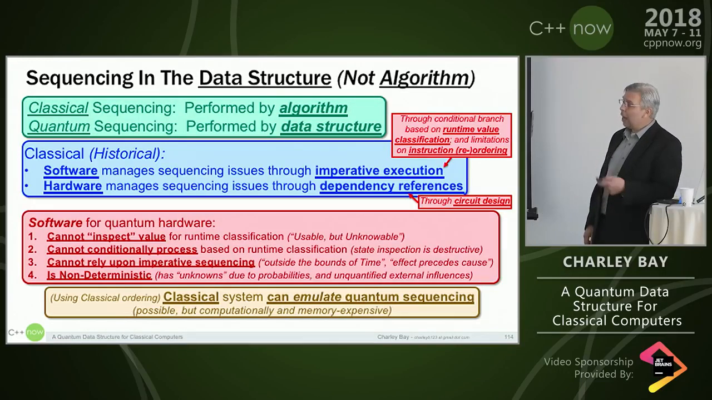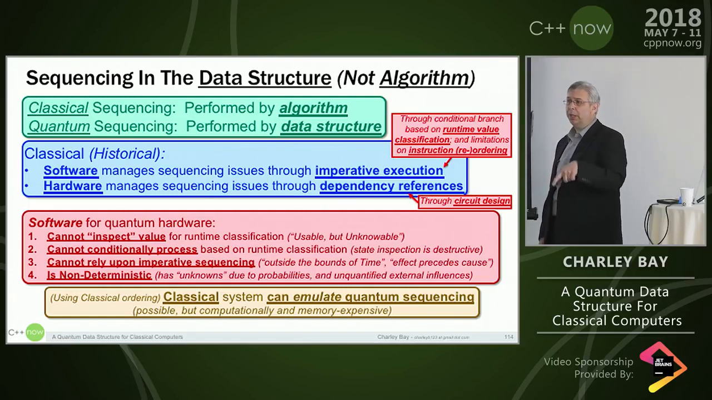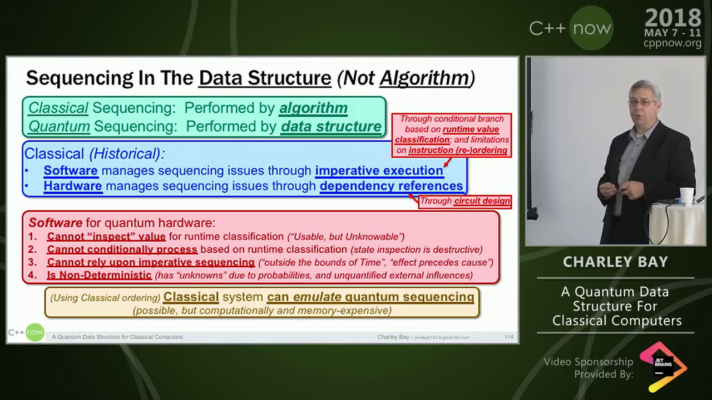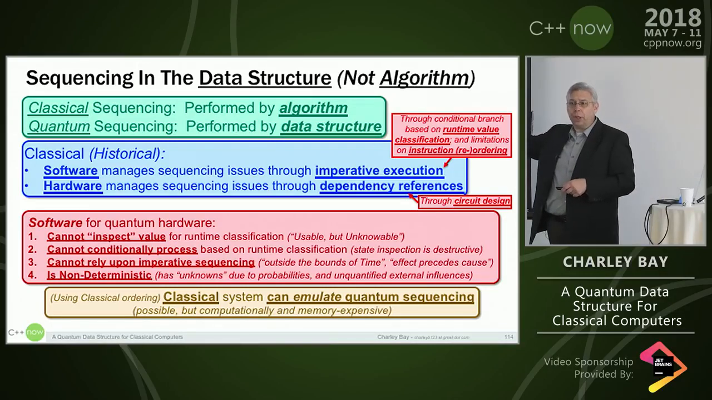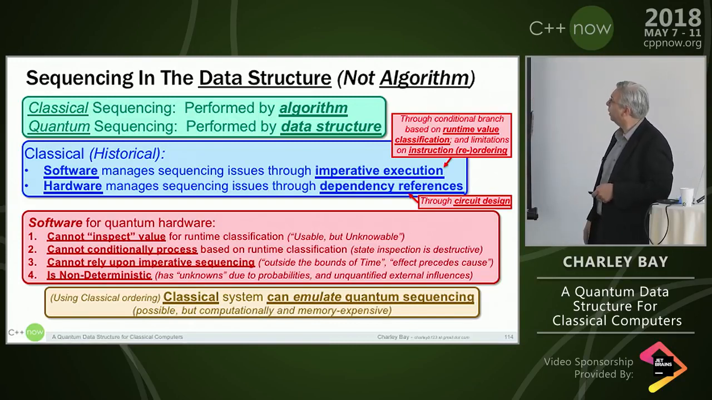Sequencing. Classically, we sequence in the algorithm. Quantum sequencing is through the data object. The sequencing is moved internal. Every object takes control of its transactional atomic quantum jump. So software is sort of this imperative execution. Hardware is sort of doing this circuit diagram thing where it just runs with some clock doing something. And that circuit design is closer to software for quantum hardware today.